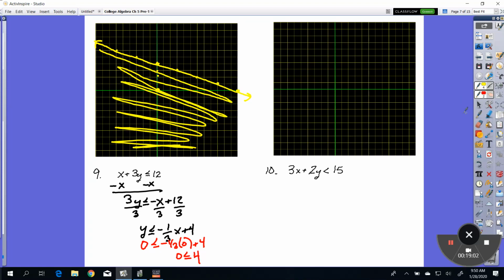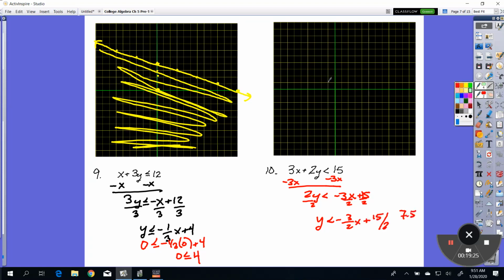Now I come to this next problem. I need to solve for y, so I subtract the 3x over to each side. So 2y is less than negative 3x plus 15. Divide it by 2. So y is less than negative 3 halves x plus 15 halves. So 15 halves is 7.5 roughly. So I come to my graph, 1, 2, 3, 4, 5, 6, 7.5. You really ought to put little numbers on here like 1, 2, 3, negative 1, negative 2, negative 3. That way I know what you're counting by.